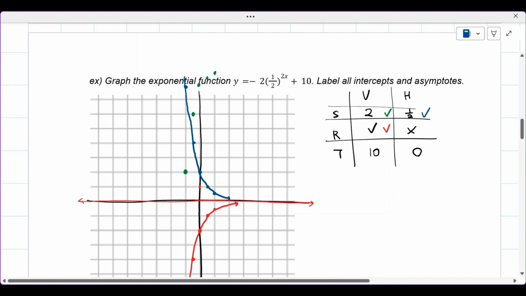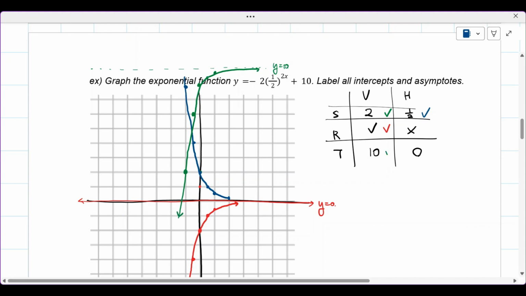horizontal asymptote, right? That horizontal asymptote was at y equals 0. So it means that after the vertical translation by a factor of 10, my new horizontal asymptote will be at y equals 10. So if I connect the points, now it looks like this.